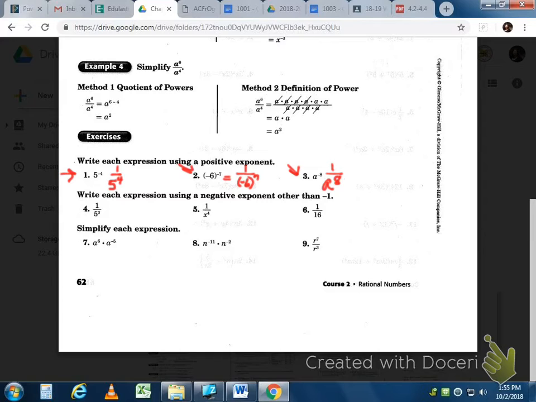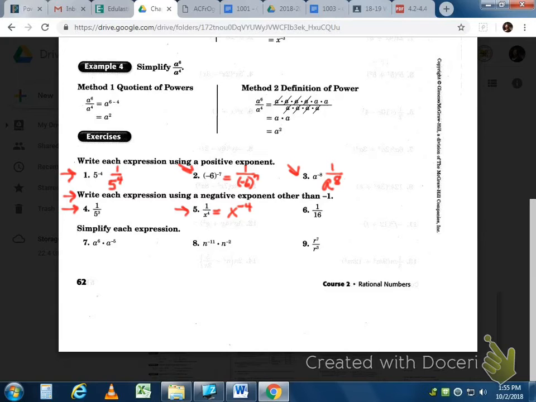Okay, write these using the negative exponent other than negative 1. So if I go right to number 5, it's 1 over x to the 4th. The directions say use the negative exponent. So what would it be? Emily? X to the negative 4. Okay, I know you didn't have to write 4 down, but I think it would be a great example.